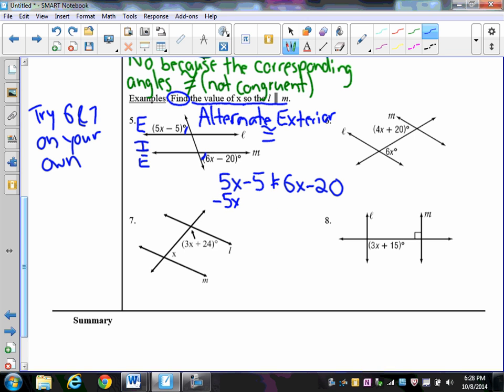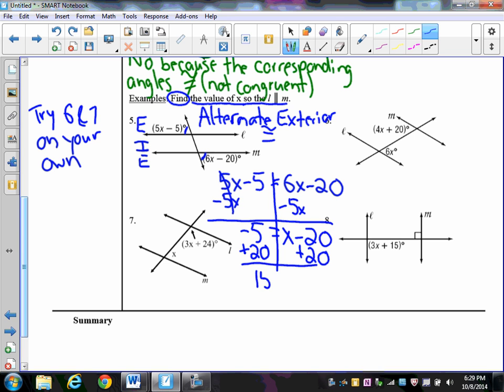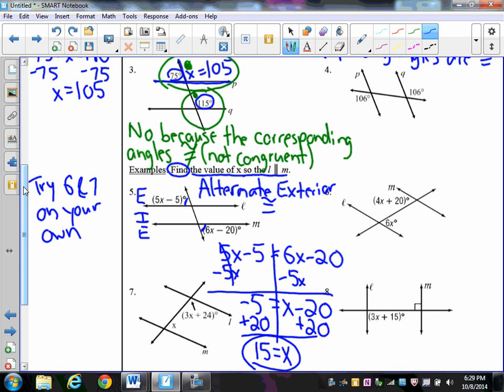Whenever I get my x's on one side, I subtract 5x. I get negative 5 is equal to x minus 20. I add 20. I get x is 15. So is that where I want to stop? Yes, find the value of x. So that's what I did.